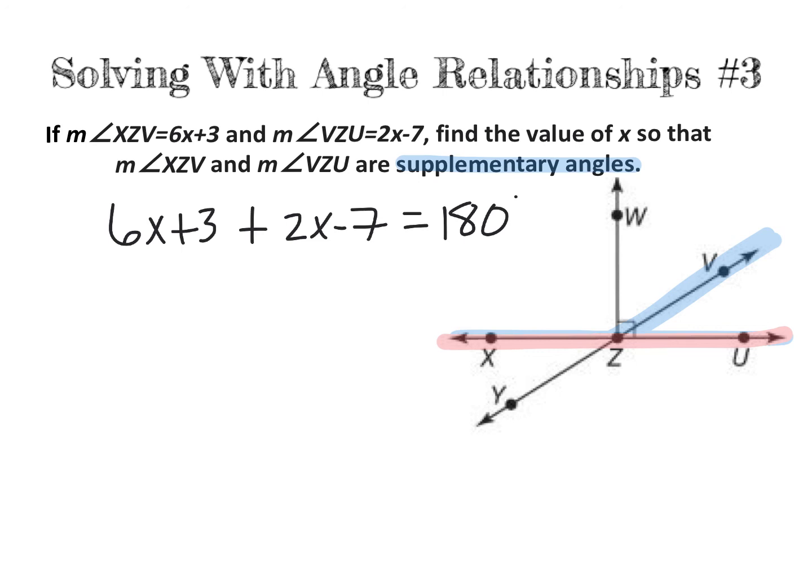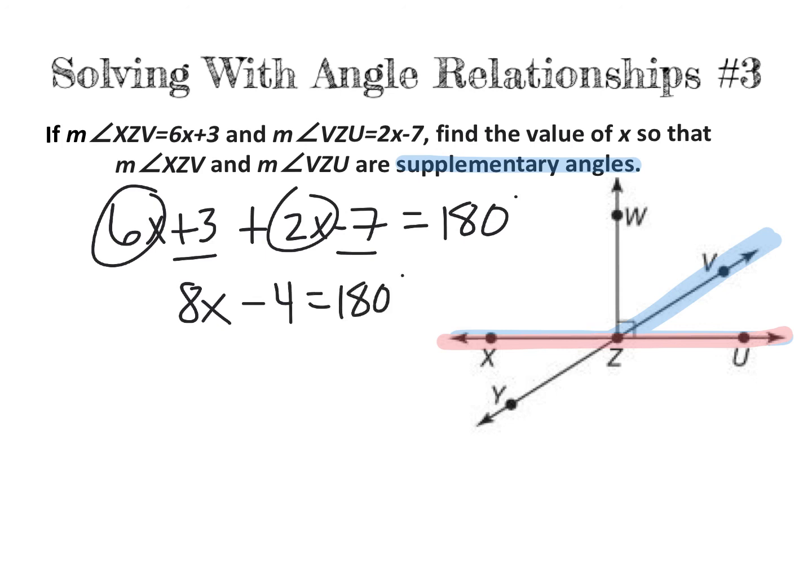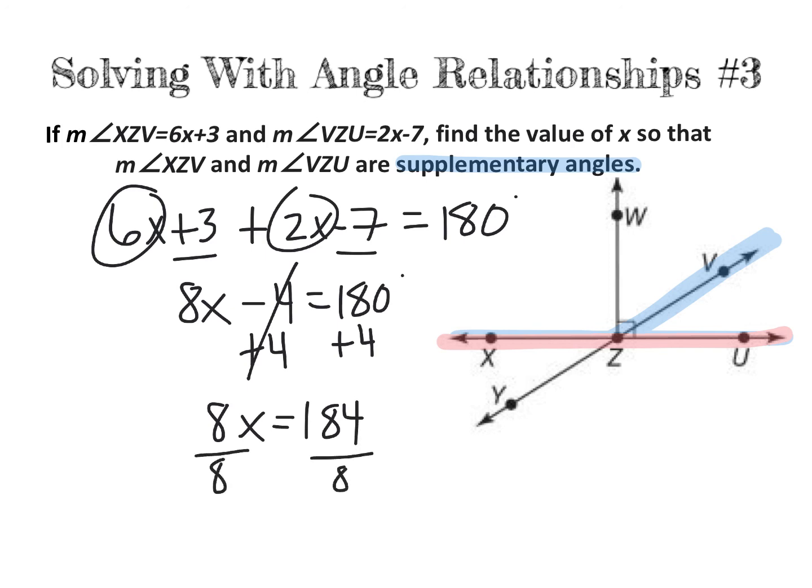So let's combine like terms and solve. We have a 6x and 2x, that gives you 8x. Positive 3 and negative 7 is negative 4. We continue solving by moving the 4 to the other side. 8x equals 184. Divide both sides by 8 now. You get x equals 23.